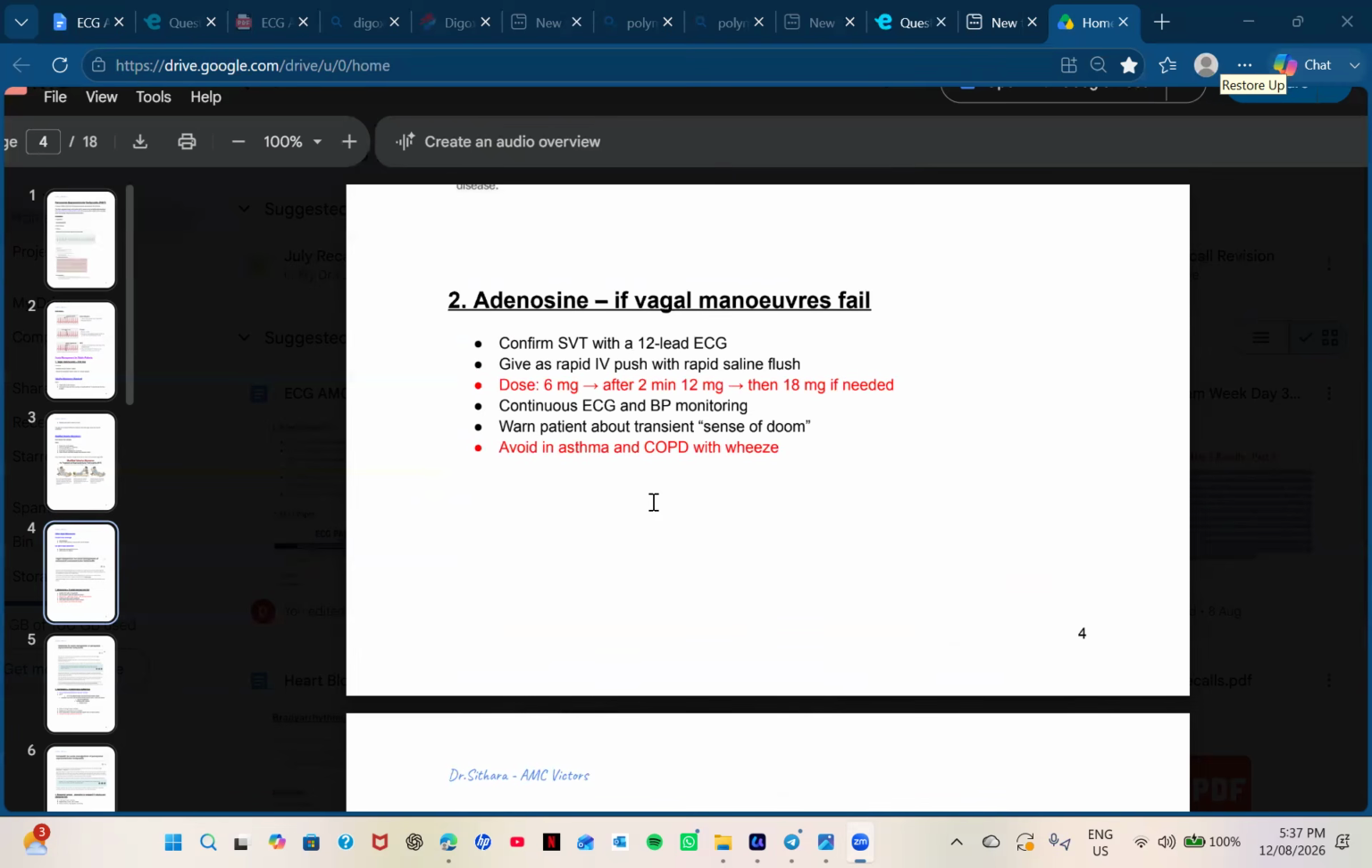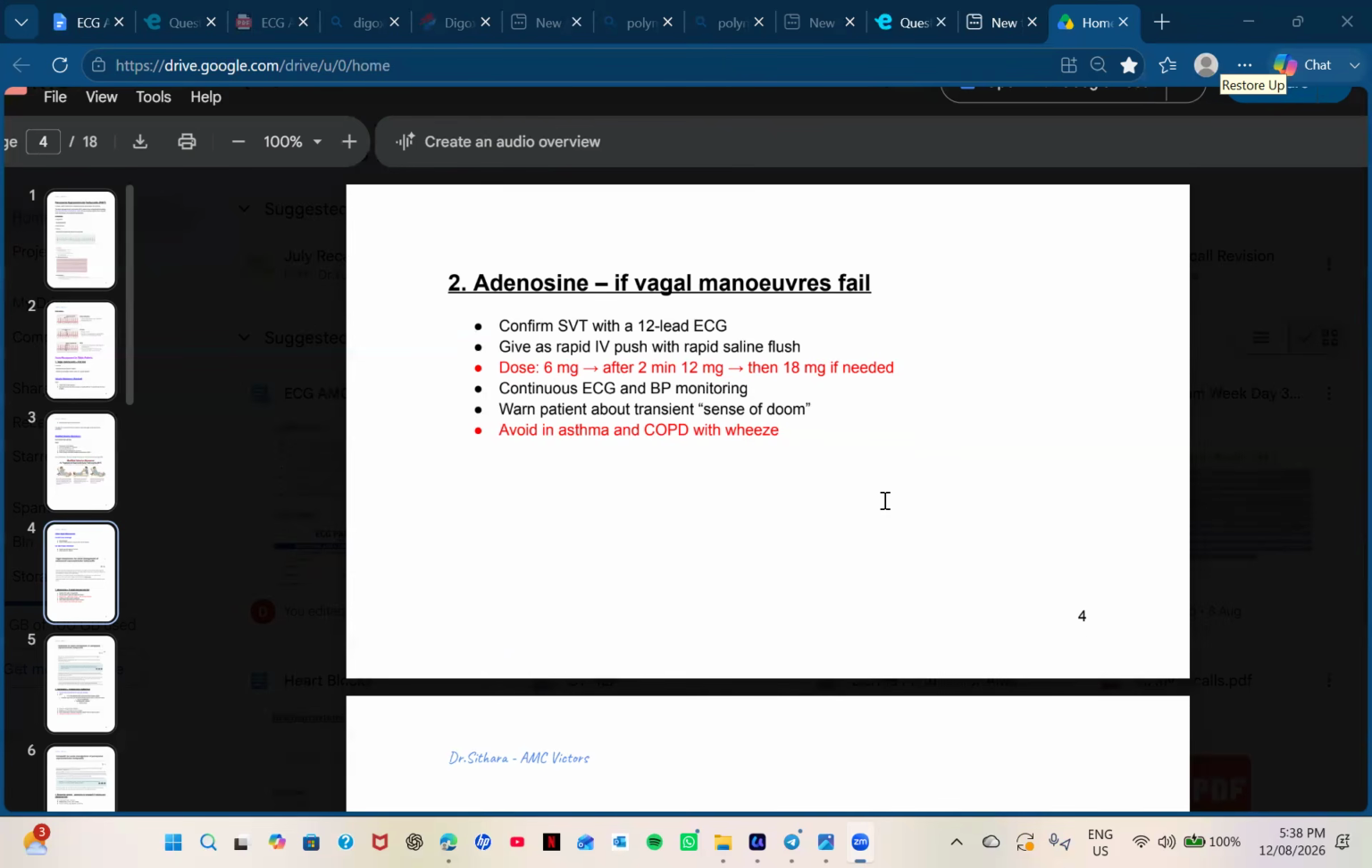If the patient does not have asthma and the Valsalva maneuver fails, we can give adenosine. How should you give it, doctors? We give it as a rapid IV push with a rapid saline flush. The dose is 6 milligrams. Then after 2 minutes, we can give 12 milligrams. Then 18 milligrams if we need it, right? So continue ECG and BP monitoring, right, doctor?